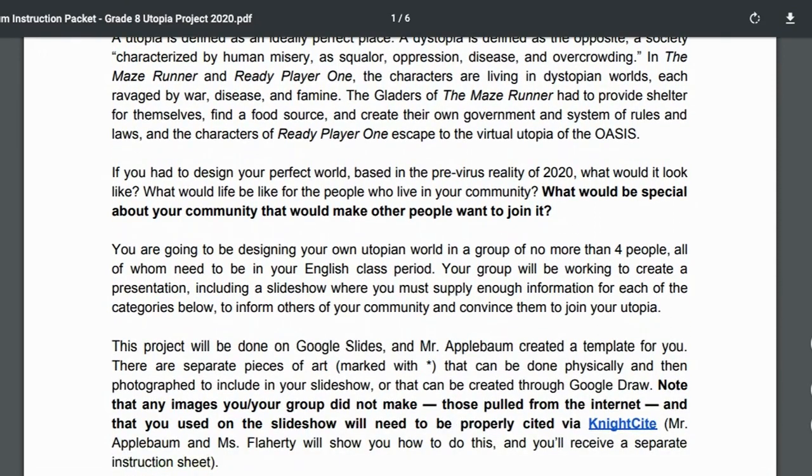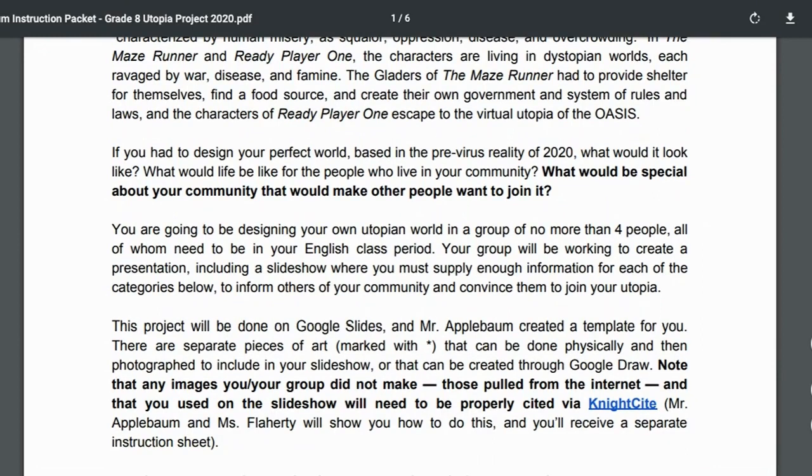This project will be done on Google Slides, and Mr. Applebaum created a template for you. Oh, hey, that's me. There are separate pieces of art marked with an asterisk that can be done physically and then photographed to include in your slideshow, or that can be created through Google Draw. Note that any images you or your group did not make, those that are pulled from the internet, and that you used on the slideshow will need to be properly cited via NightSight.